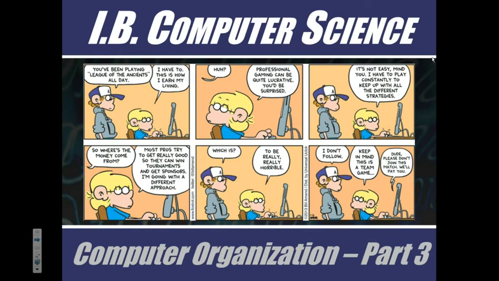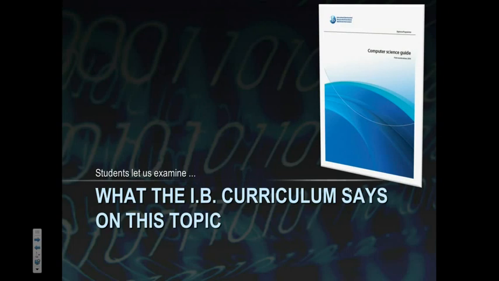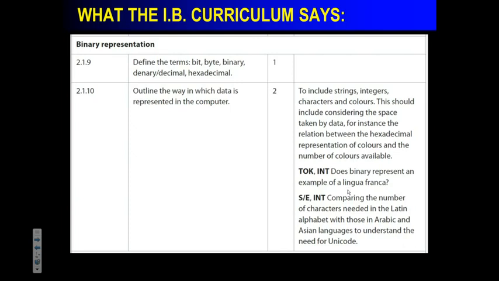Let's move on. Okay, here's what the curriculum says. Let me dim the lights. So the curriculum says the following about this particular topic. Here's what you need to know. Define the terms bit, byte, binary, decimal, hexadecimal. Not this one, that's just a different language, binary. Two, outline the way in which data is represented on a computer to include strings, integers, characters, colors. This should include considering the space taken by data, for instance, the relationship between hexadecimal and colors, et cetera, et cetera. So we're going to get into this today, okay?